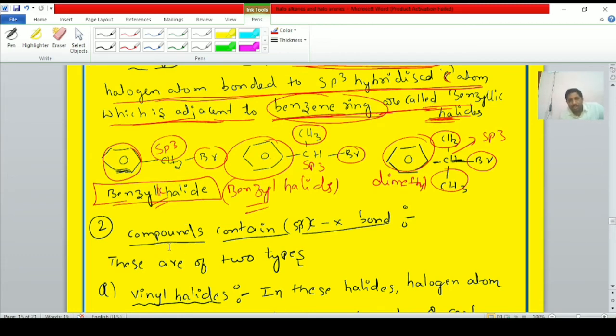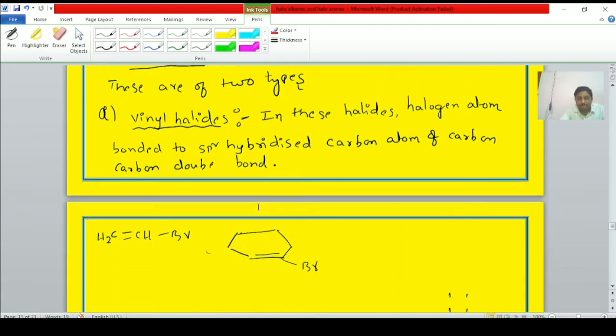Next category, the second one: compounds which contain an sp2 hybridized carbon and halogen bond. That is, the halogen atom is bonded to a carbon atom which has sp2 hybridization. Previously you completed sp3 hybridization: alkyl halides, allyl halides, benzyl halides. Alkyl halides are of three types: primary, secondary, and tertiary alkyl halides. Now this sp2 hybridization is again classified into two types.